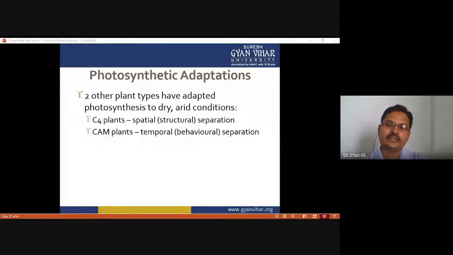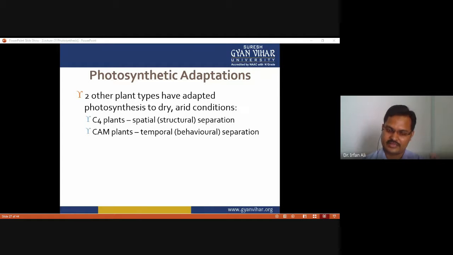So what are the adaptations to protect the plant from these problems? There are two other types of adaptation for photosynthesis in dry and arid conditions. These adaptations are called C4 adaptation and CAM adaptation. That's why the plant which has the C4 pathway is called a C4 plant, and the plant which has the CAM pathway is called a CAM plant. These are adaptations in the C3 plant during modern times.